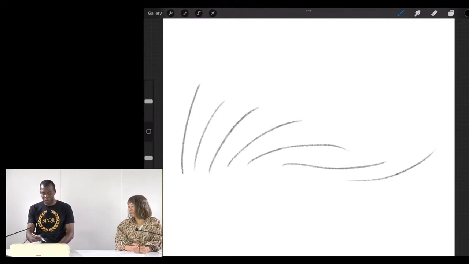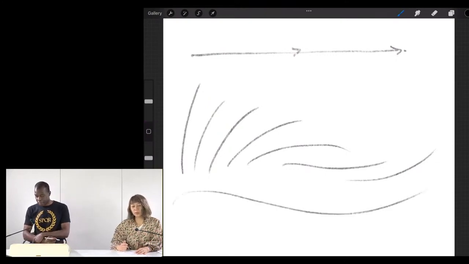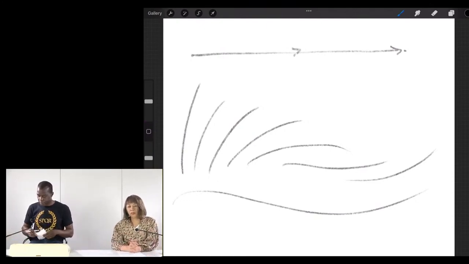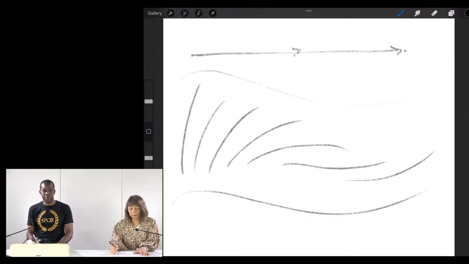Okay, and I always use this example when we talk about gesture. Obviously, our eyes are moving from this point over here to this point, and there's a flow. Your eyes don't have to work, right? It's not a labor to know what the flow of action is here.